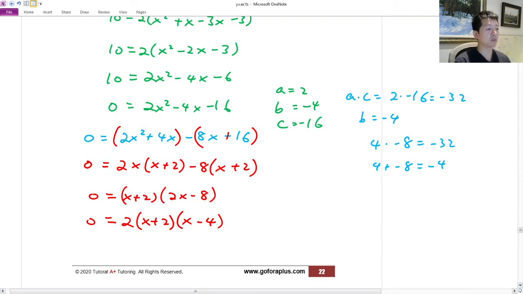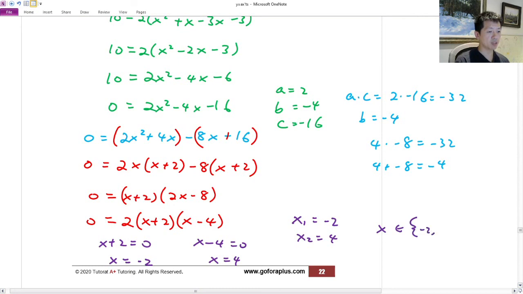I know my zeros are going to be minus 2 and 4, right? But assuming you forgot about that, we put each factor equal to 0. So x equals minus 2, x minus 4 equals 0, x equals 4. So these are my zeros. My first zero is minus 2, second zero is 4. Or x is an element of minus 2 and 4. Okay, so it's either this or the other one.